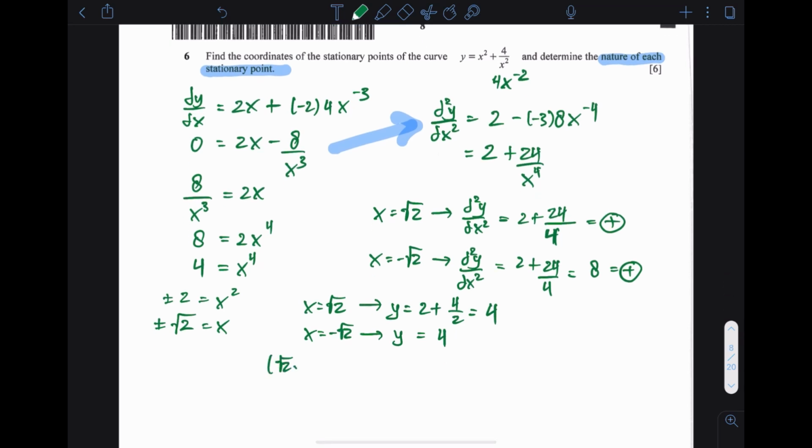So each of the coordinates, (root 2, 4) and (negative root 2, 4), are minimum points. Minimum points because the second derivative test gives us a positive answer.